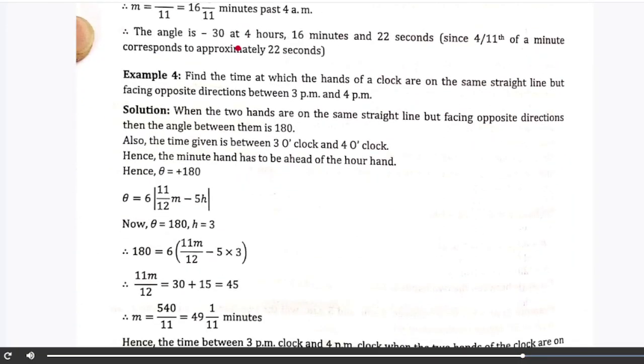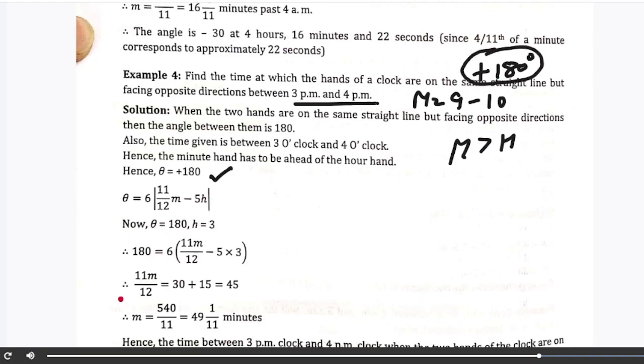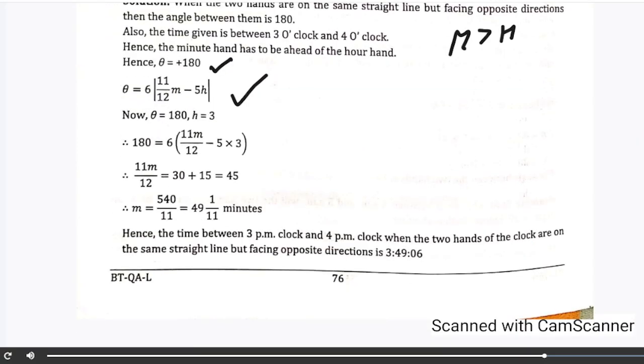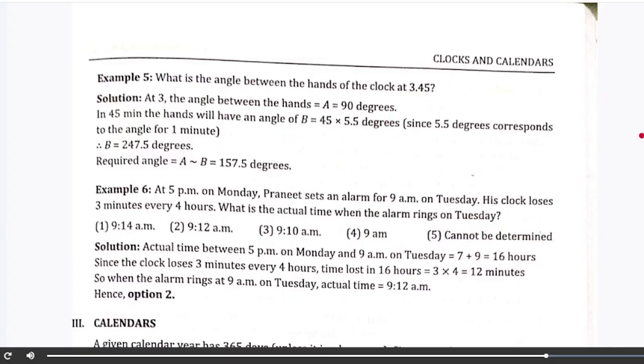Okay. Look at the next example, number 4. Find the time at which the hands of a clock are on the same straight line. Same straight line means 180 degrees or 0. But facing opposite, that means 180 degrees. Now between 3 p.m. and 4 p.m., that means the minute hand will be between 9 and 10. Now minute hand is greater than r hand. That means theta is going to be plus 180. That you will take. Again, put in the formula, solve it, you'll get the answer. So simple it is. Very simple topic.